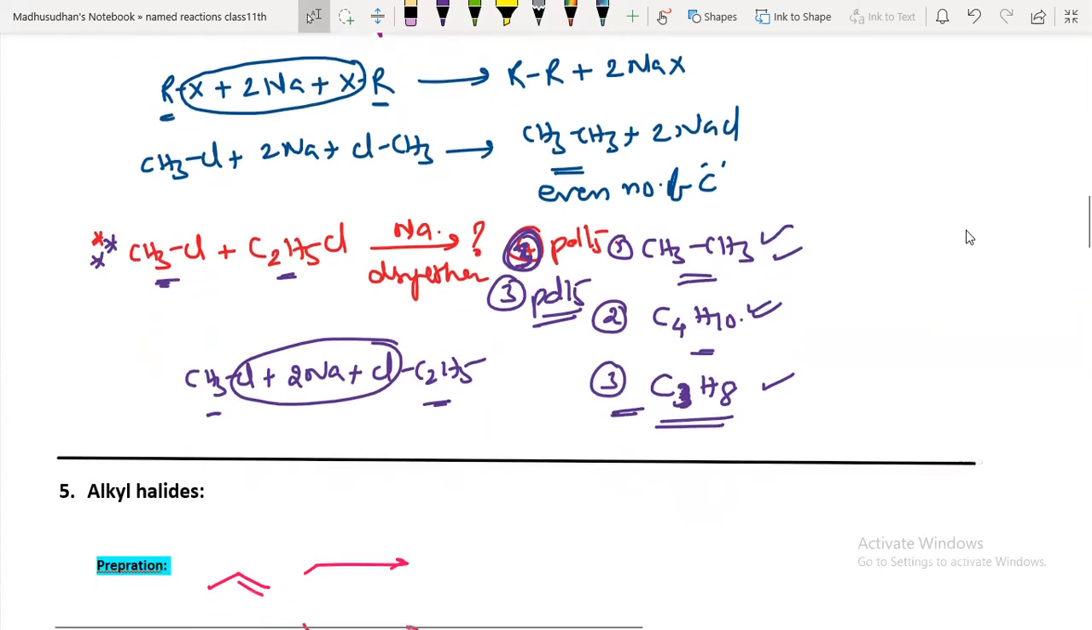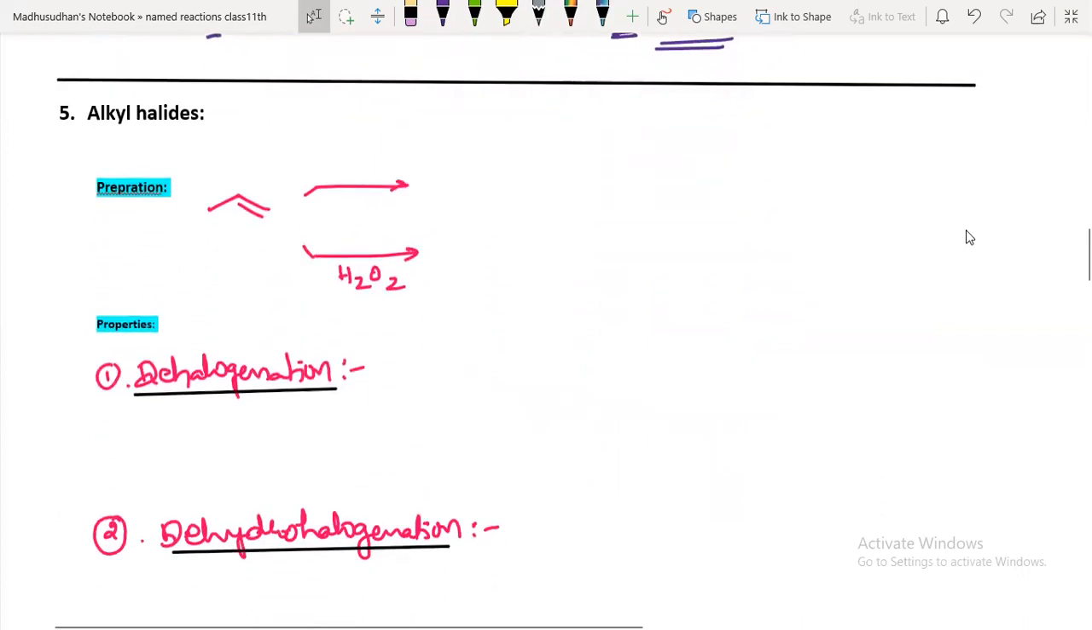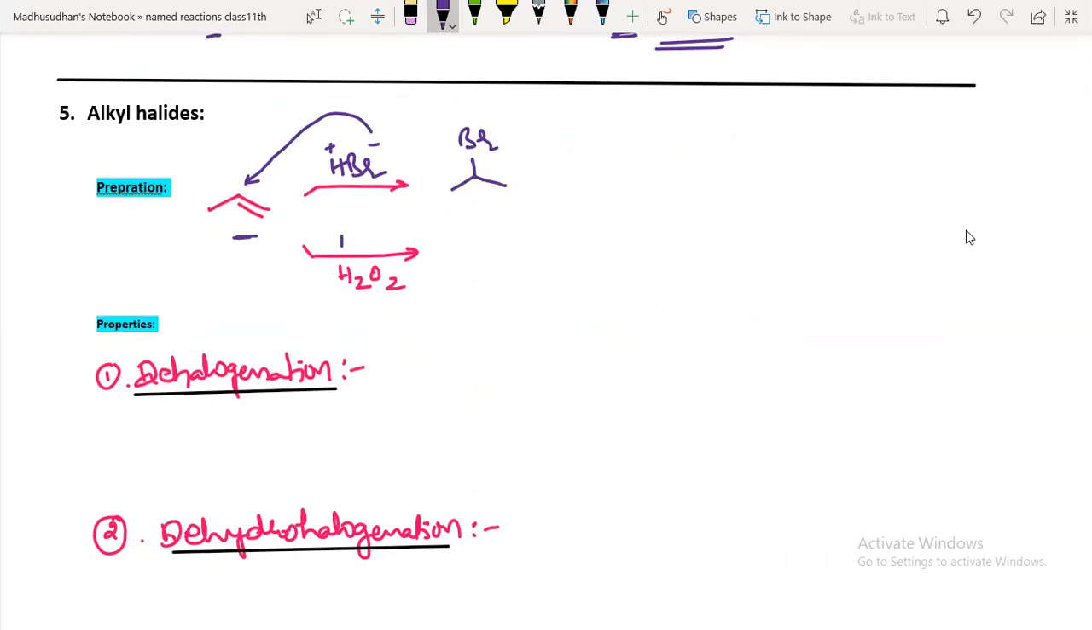Okay. Next one, alkyl halides. So what are alkyl halides? First, we'll do the preparation method: on reaction with HBr from propene, where your Br minus will attack. According to Markovnikov's rule, it will attack the carbon containing fewer hydrogen atoms. So this is your 2-bromopropane. Same HBr addition in the presence of peroxide, which rule will they follow? Anti-Markovnikov rule. So Br will attack at the terminal carbon. So this is the preparation method.